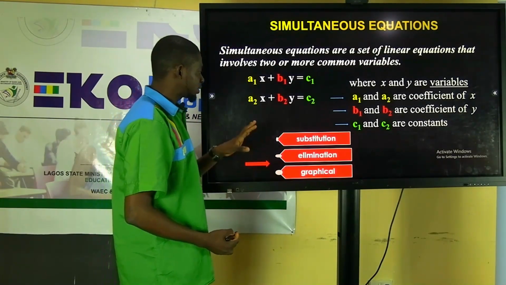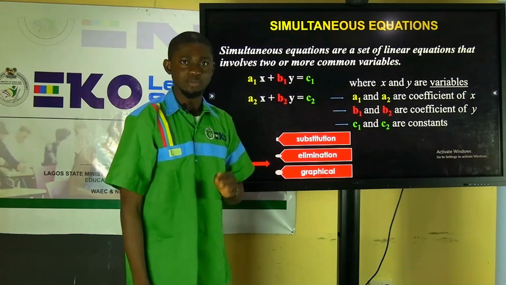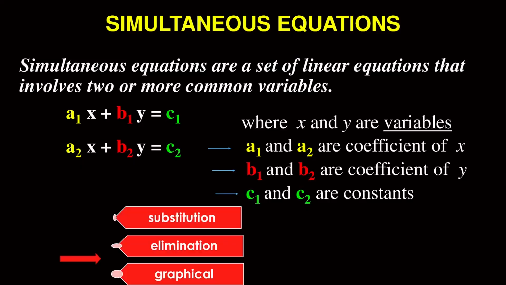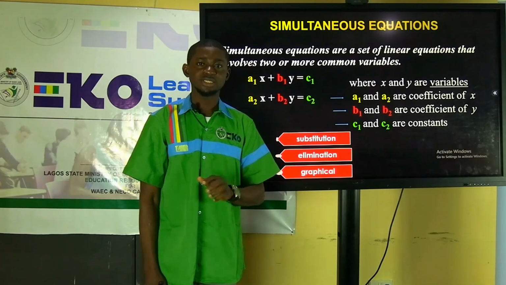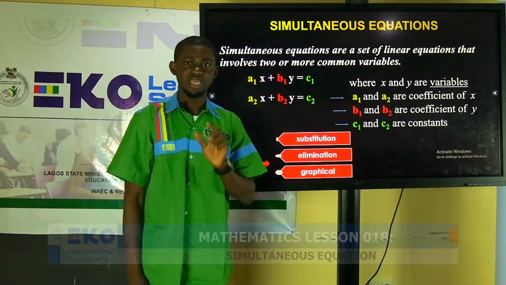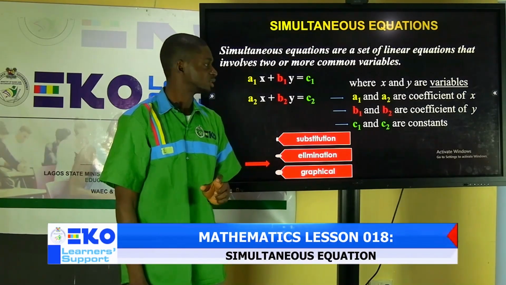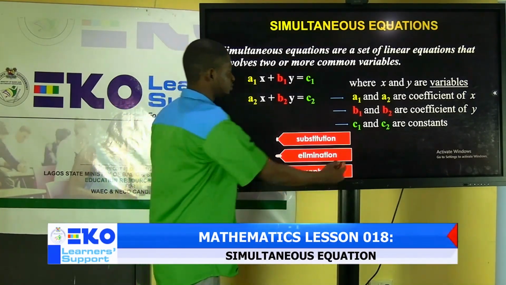There are three methods of solving simultaneous equations. We have the substitution method, elimination method, and graphical method. But for the purpose of this class, we are going to be basing it on elimination and substitution methods. Let's continue.